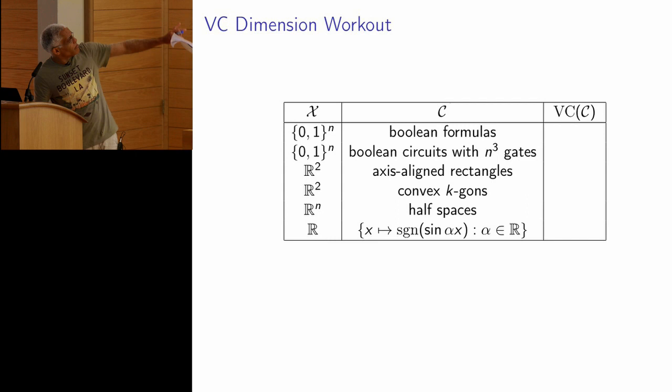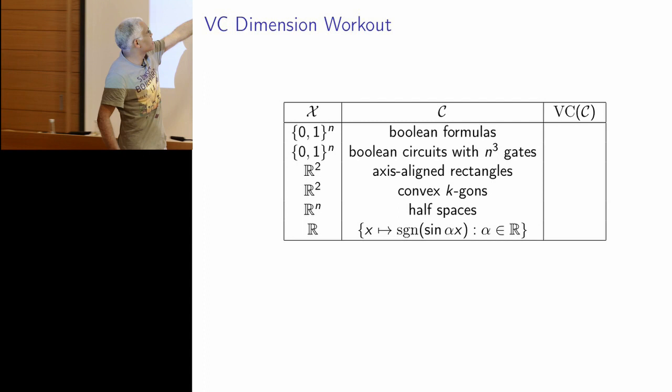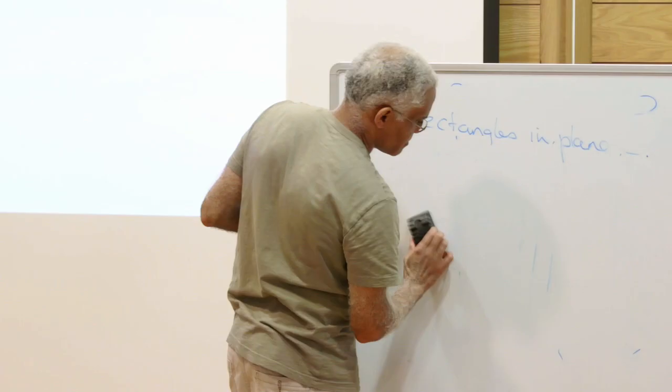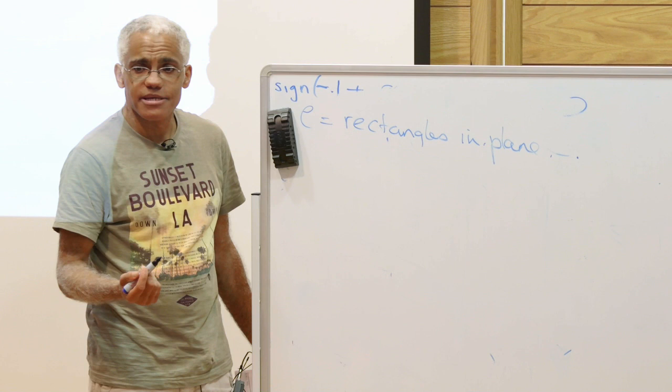What this tells us is that this third example here, axis-aligned rectangles, the VC dimension is four. What about triangles? So let's go to the fourth thing, convex k-gons. What's the VC dimension of triangles in the plane? What's the largest set that I can shatter with triangles in the plane? Certainly I can shatter three.